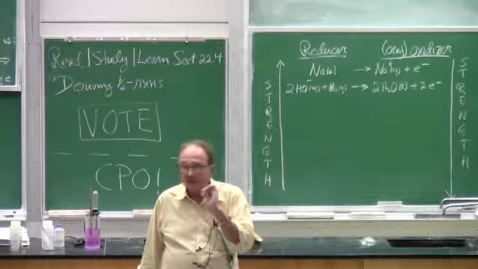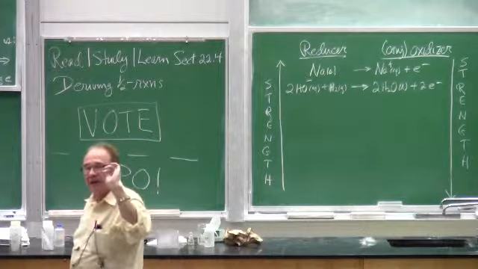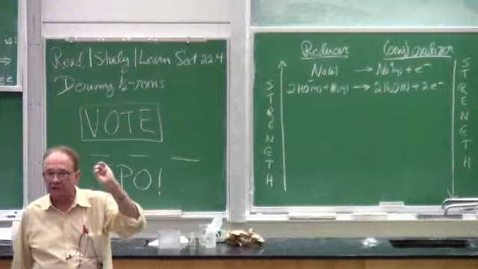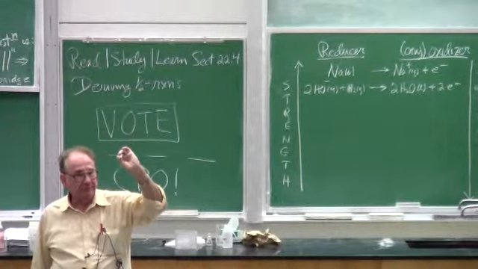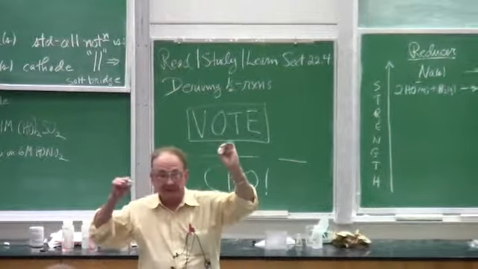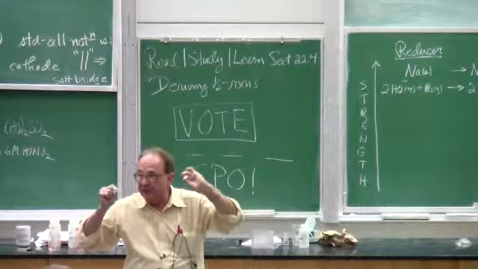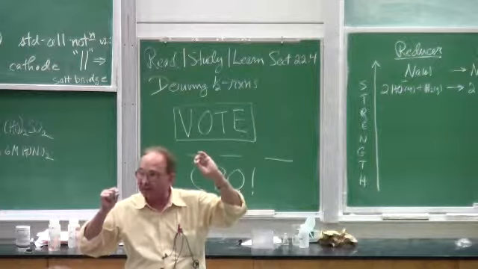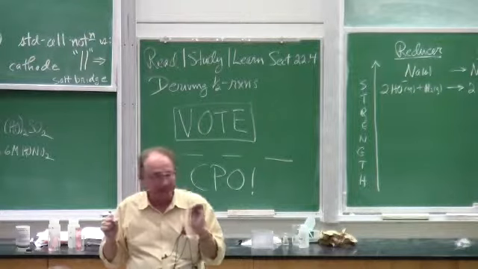If I compare the strengths of reducer A to reducer B, which means at the same time I'm comparing the strengths of the conjugate oxidizer of reducer A and the conjugate oxidizer of reducer B. If reducer A cannot reduce the conjugate oxidizer of reducer B, then it must be true that reducer B is a stronger reducer than reducer A and will reduce the conjugate oxidizer of reducer A. Just like the acid-base table.